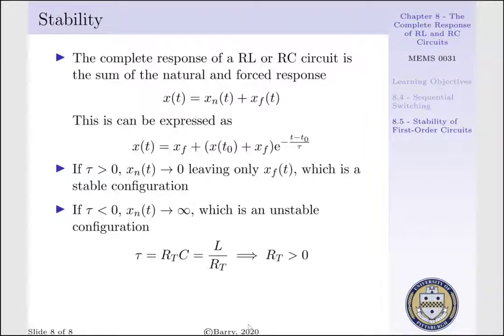Thus, for our time constant to be greater than 0, we need R times C or L per R to be greater than 0. Since our capacitance and inductance are both positive quantities, this indicates that our resistance also has to be a positive quantity. Thus, these circuits are inherently stable if we properly do the mathematics. That is, our resistance, our capacitance, and our inductance are always going to be greater than 0.